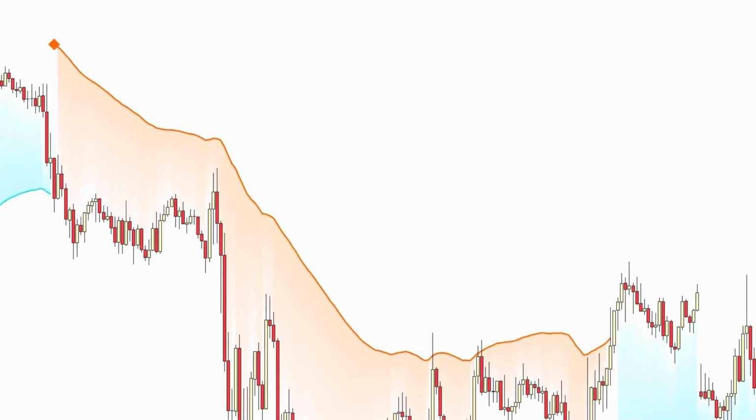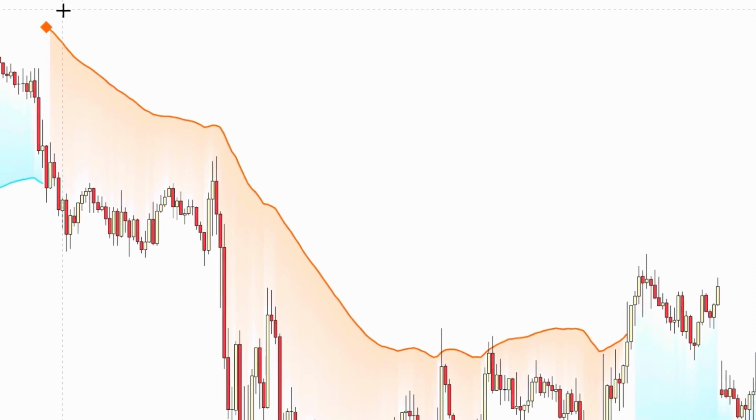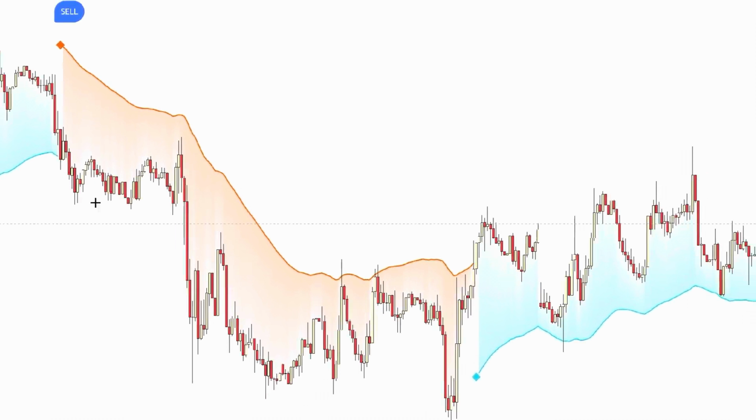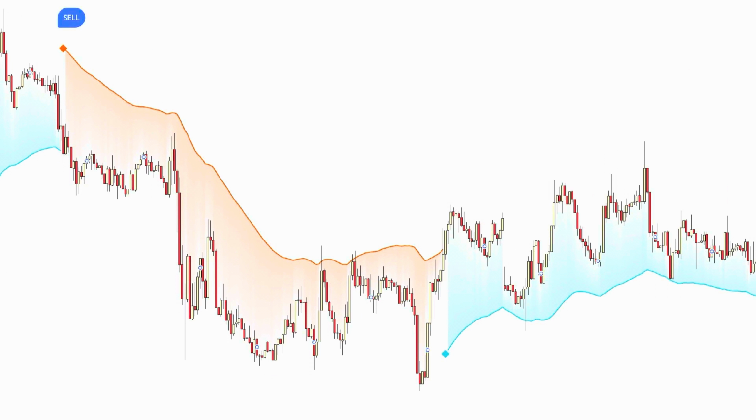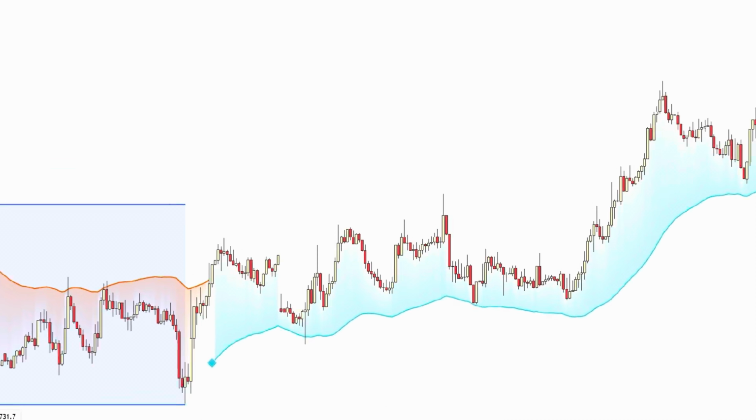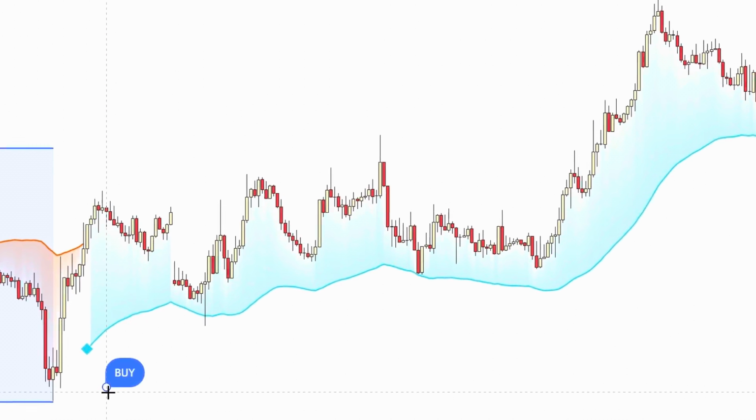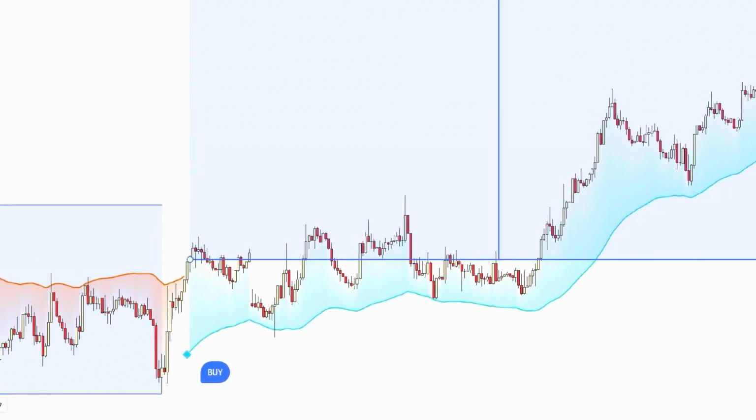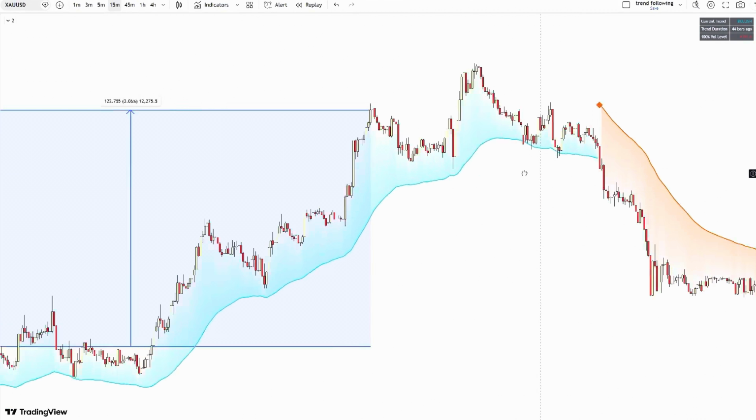Okay, so watch this for a second. See how the chart just rolled over right there and this orange cloud kinda unfolds underneath the candles like it's tracking the whole move down. And the second price starts basing out, boom, cloud flips blue and a buy signal fires right off the bottom.